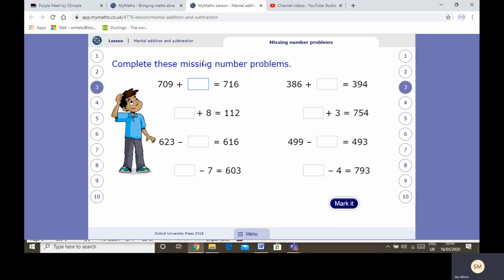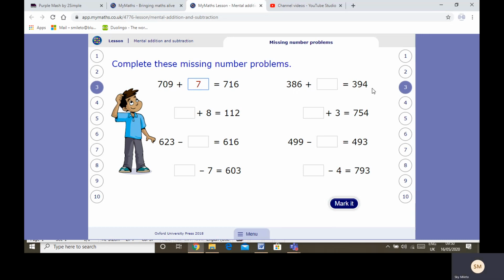So here we're completing the missing number problems. All we have to do is add up to the next number. So 709 plus 1 would be 710. And then we've got to get to 716. That would be adding 6. So on our number line, you might see a 1 and then a 6. And we know 1 plus 6 equals 7.